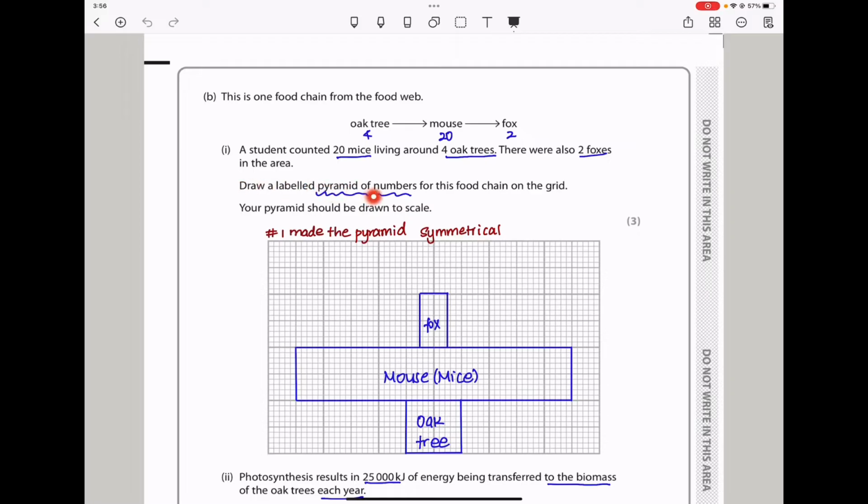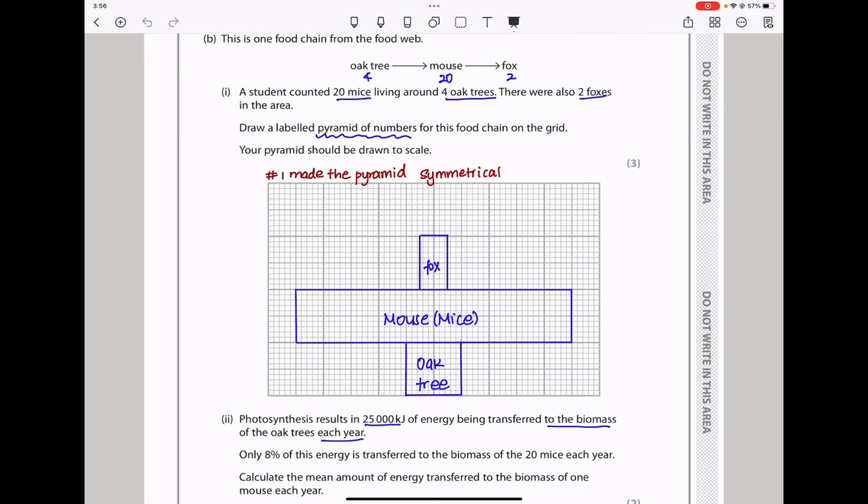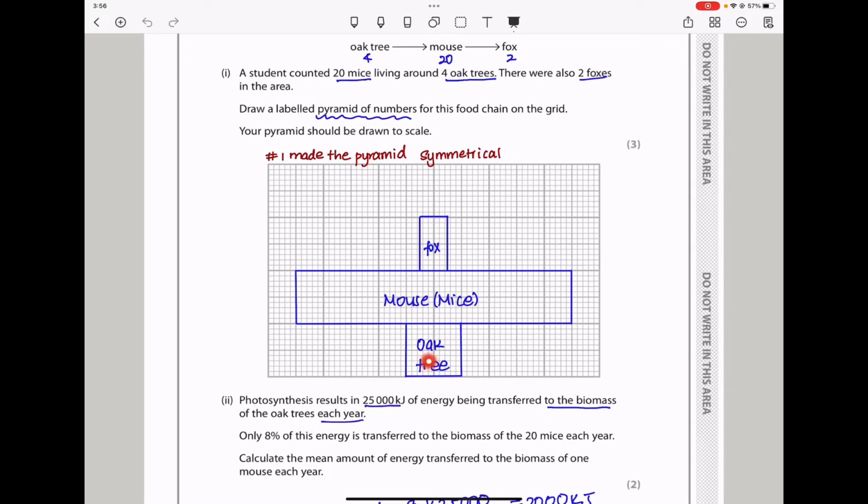They say draw a labeled pyramid of numbers from this food chain on the grid. Your pyramid should be drawn to scale. Now, since I know these are going to be 4 and these are going to be 20 and that is going to be 2, I chose the middle part because they say to scale, so I try to position everything uniformly. So since this is going to be 20 and vertically they have to be the same, so I used the horizontal to give me the numbers. So for 20, I used 5 boxes. You can see 1, 2, 3, 4, and 5.